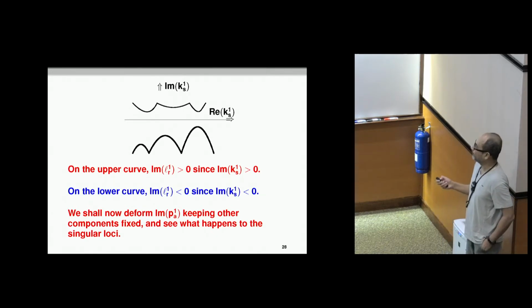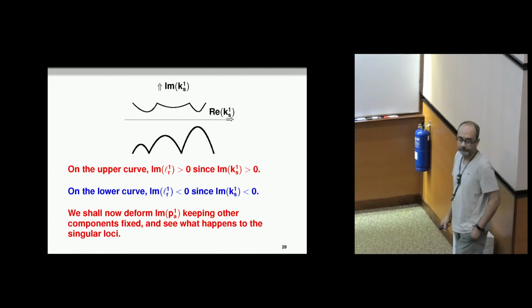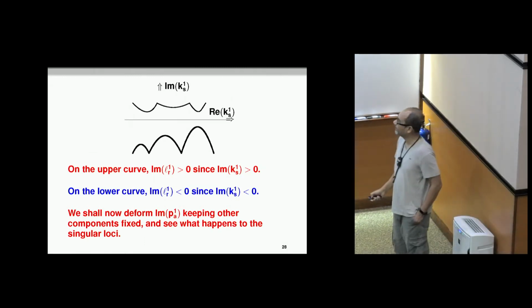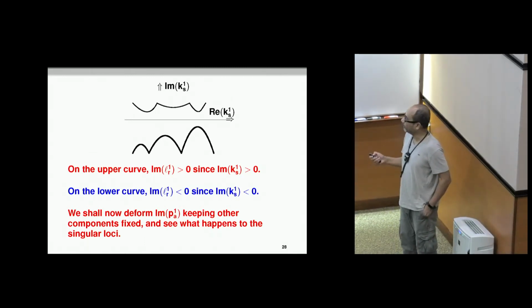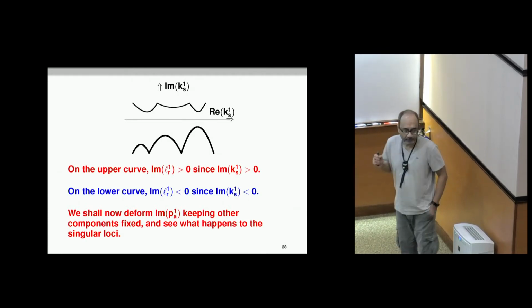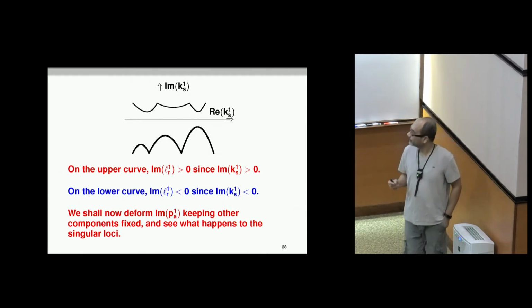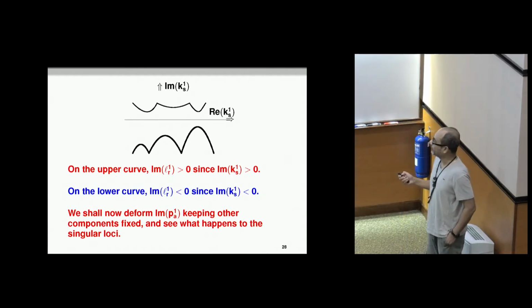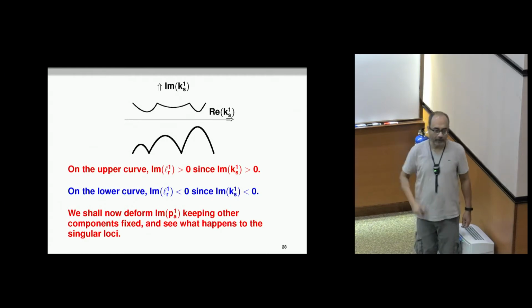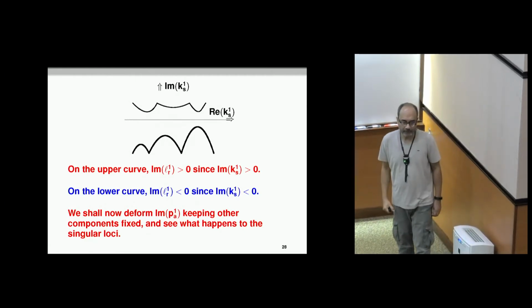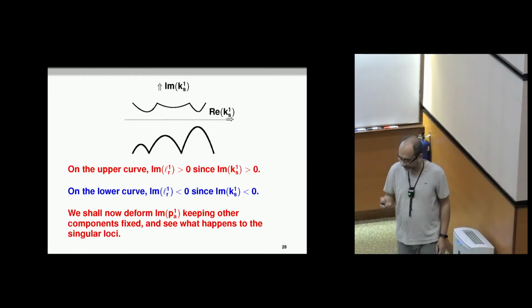So on the upper curve, imaginary L1R is positive because imaginary KS1 is positive. On the lower curve, imaginary L1R is negative because imaginary KS1 is negative. So what we are going to do now is to deform the imaginary PS. Okay, this is the time we start the deformation. And in that process, we will keep other components fixed and see what happens to the singular loci. Okay, these are going to start moving once the one component starts changing.